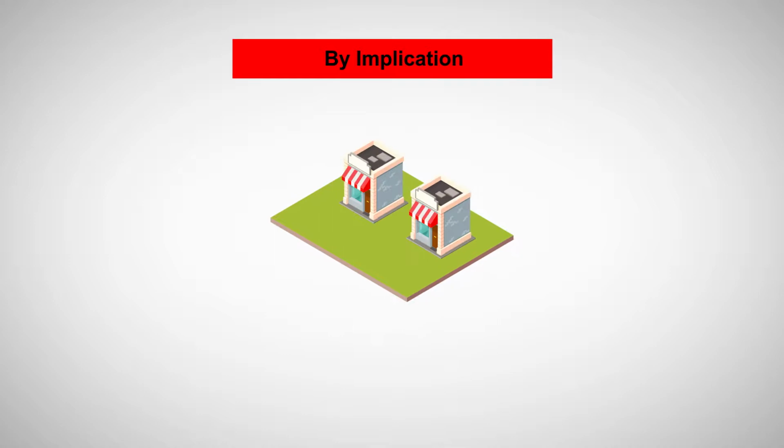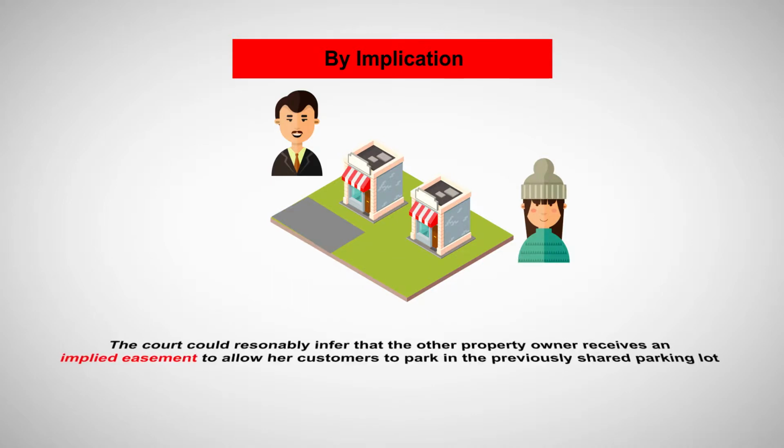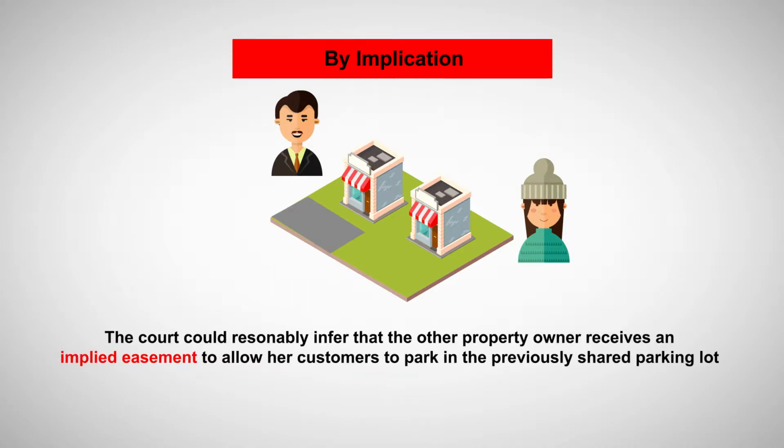So for example, if two businesses were run on a single parcel with one shared parking lot, and two partners who ran both businesses decided to split the parcel, but the shared parking lot was entirely on one side, the court could reasonably infer that the other property owner receives an implied easement to allow her customers to park in the previously shared parking lot.